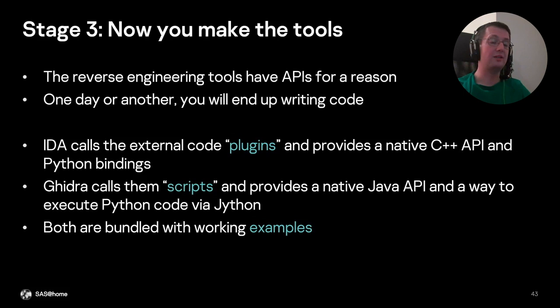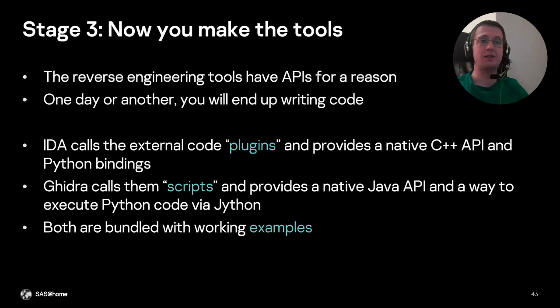IDA calls them plugins, and they are just dynamically loaded libraries, or SO files or DLL files. There are also Python bindings, but I still strongly suggest that you use the native interface. And Ghidra calls these plugin scripts, and they're actually scripts, text files written in Java. There is a native Java API, and since the whole tool is open source, you can use this source to create more advanced plugins. There is also a way to execute Python code via Jython. Well, I didn't try that, so you can try it yourself.